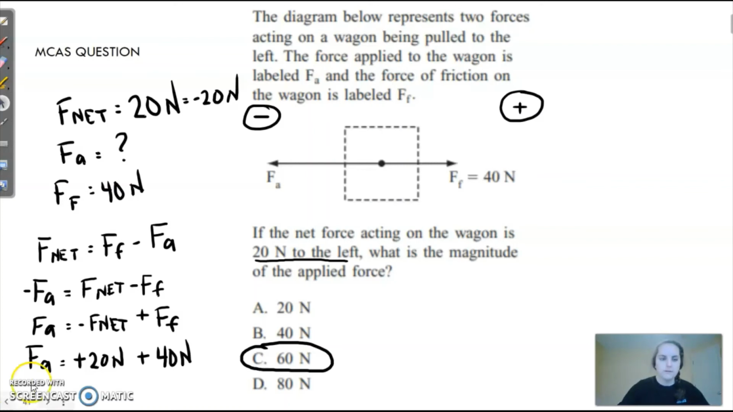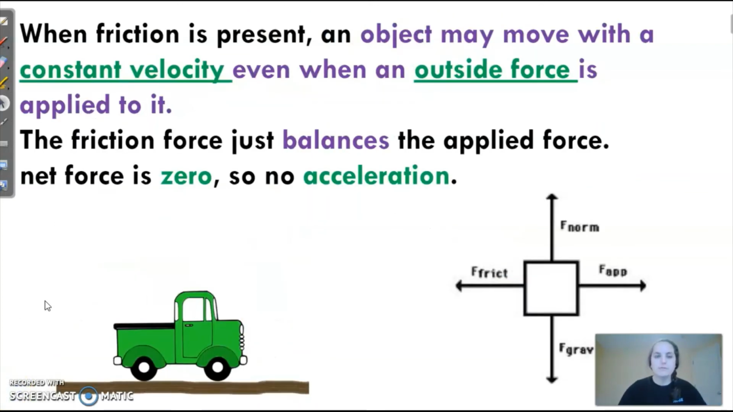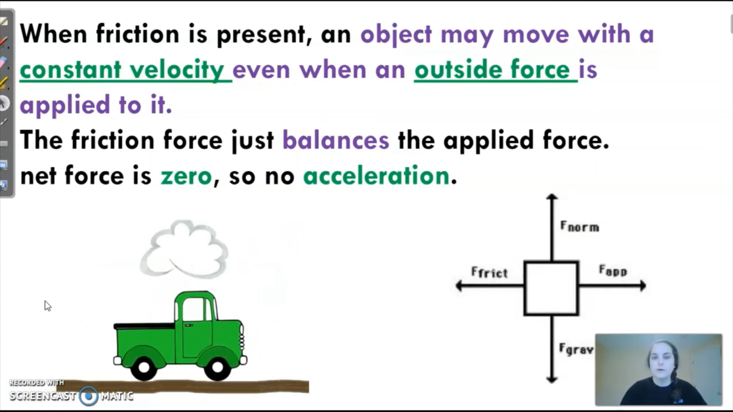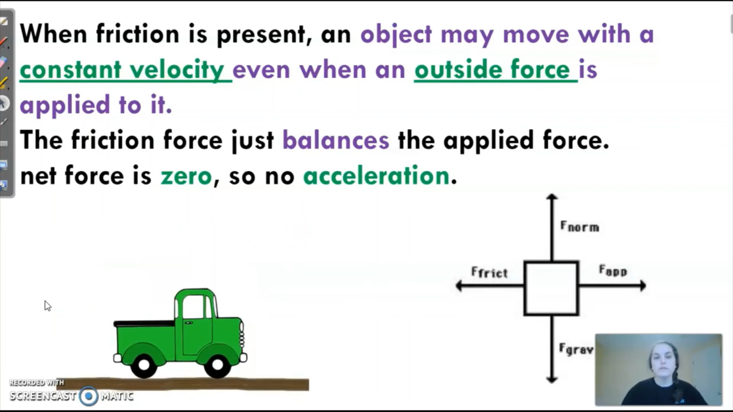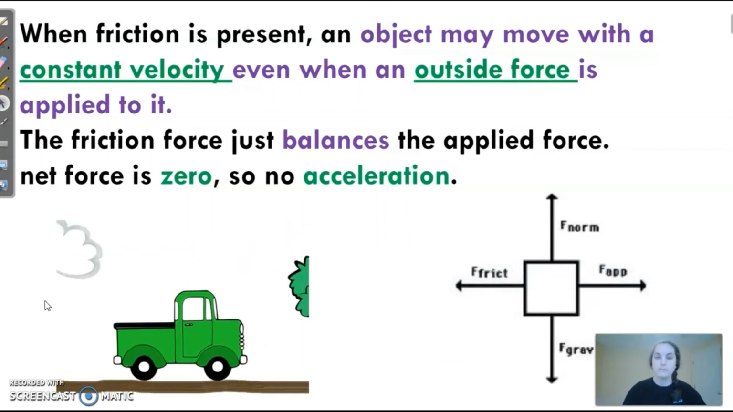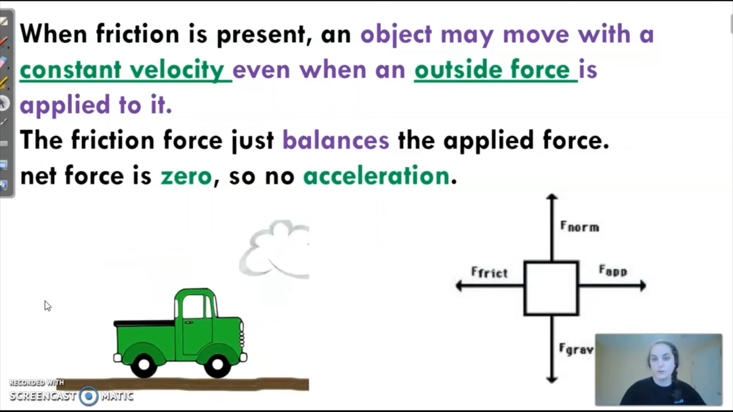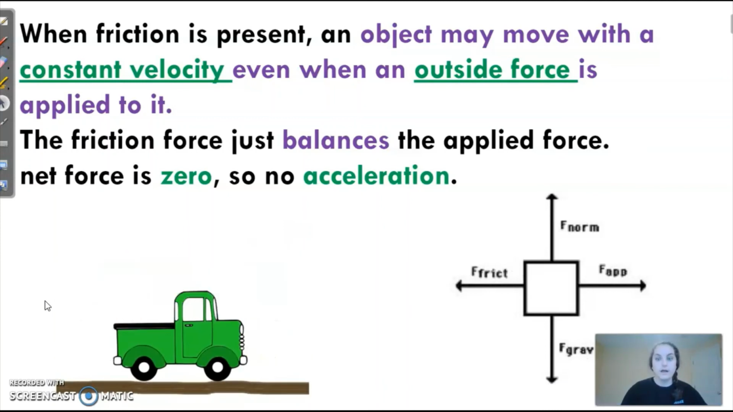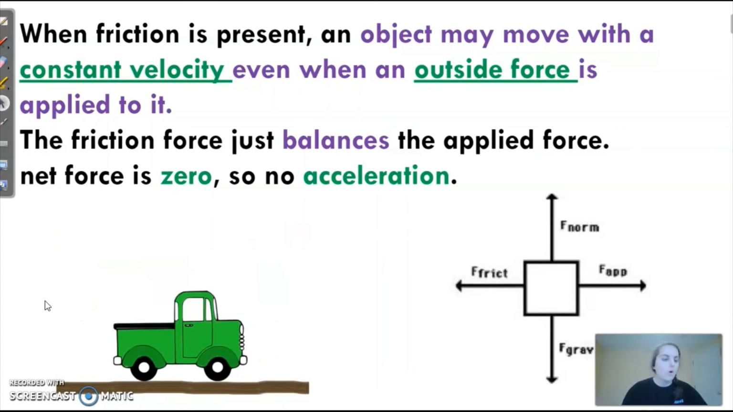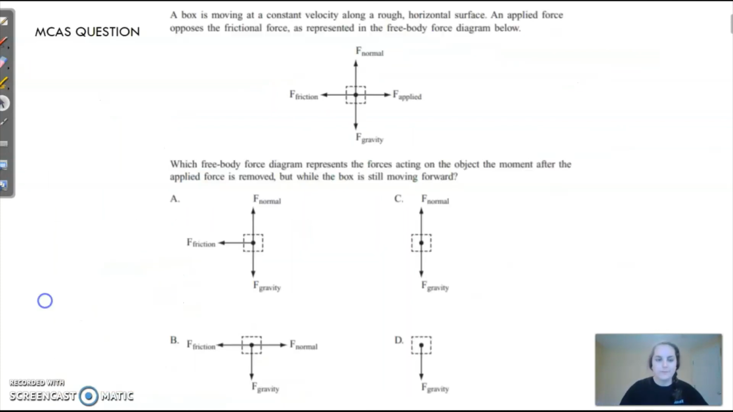So when we are talking about frictional forces, we can still have something that goes at a constant velocity. So when friction is present, an object may move with a constant velocity even when an outside force is applied to it. And that is because all of the forces can be balanced on that object so that there is no acceleration. So that normal force pointing up is equal to the weight acting down, and that applied force is equal to the frictional force. So the object is just moving at a constant speed in a straight line, or what we like to call dynamic equilibrium. So with that, let's answer this MCAS question.